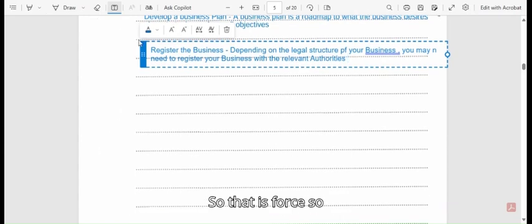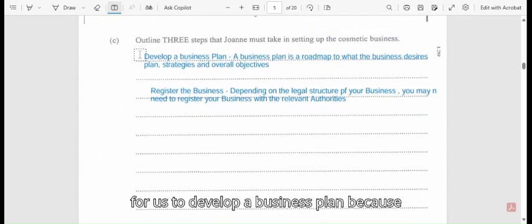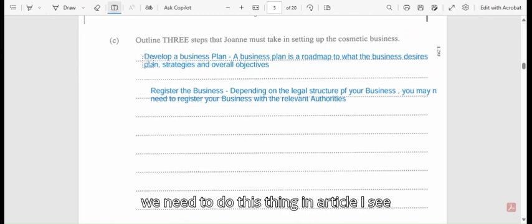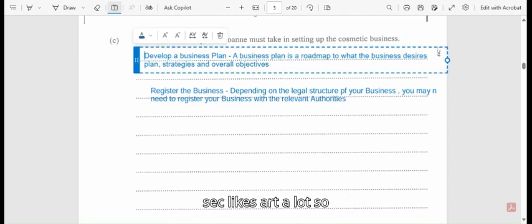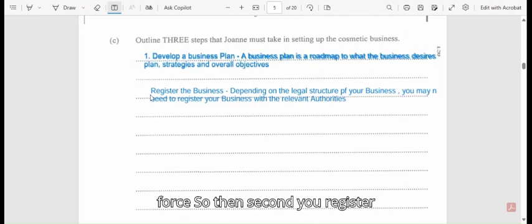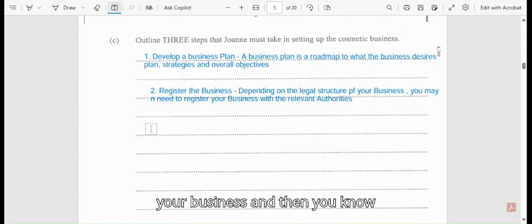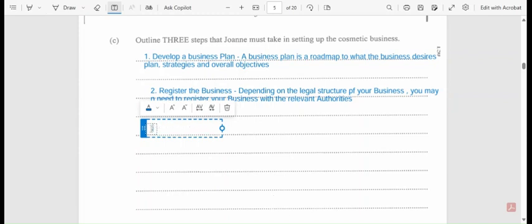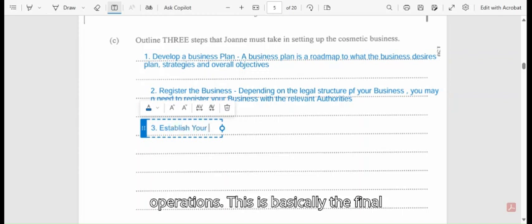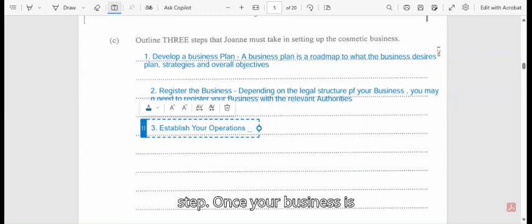So first, develop a business plan, because we need to do this in order, guys. CSEC likes order a lot. Second, you register your business, and third, you need to establish your operations. This is basically the final step. Once your business is registered, you will need to establish the operations of your business.